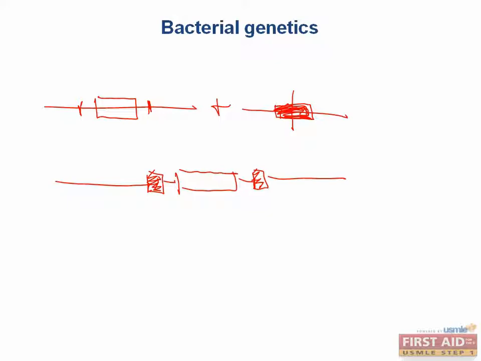Sometimes the excision is not precise, and flanking DNA can be incorporated, as I illustrated. Plasmid DNA can be transferred to another bacterium, and this is actually how much of the drug resistance in bacteria occurs today.